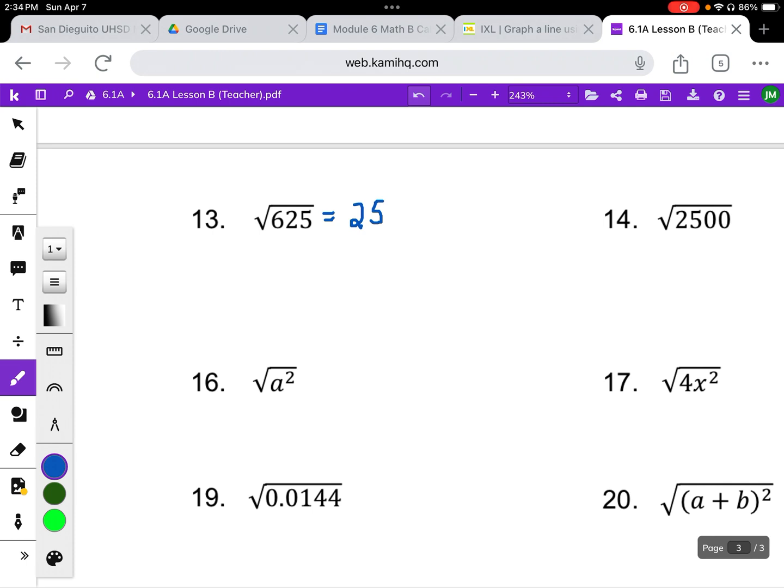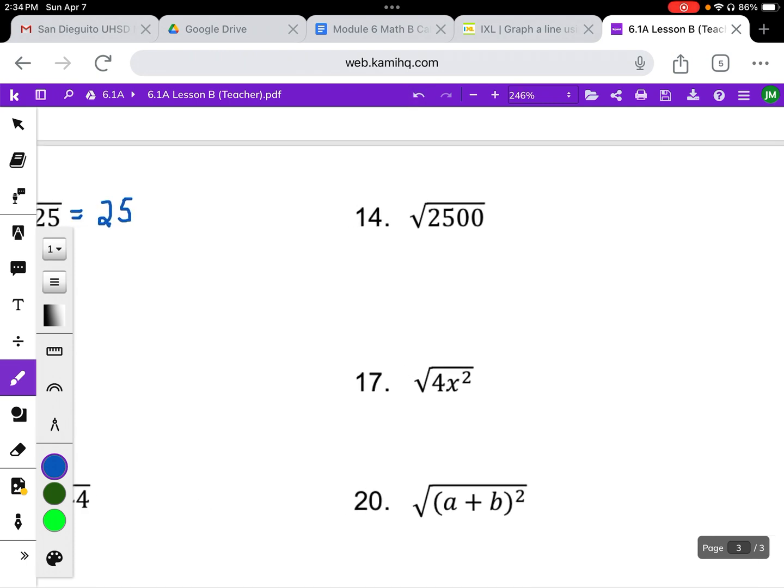But again, we need something that's bigger than 400. For 14, we need two numbers that multiply to equal 2,500. We can ignore the zeros and just think of it as 25 and add a 0, and think about if we had 50 times 50, would we get back to where we started? And we sure would.